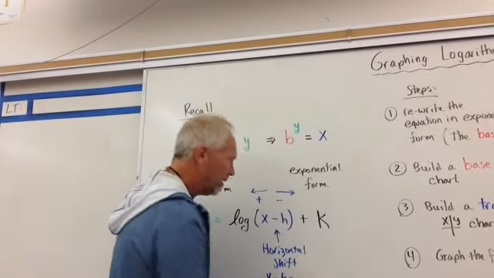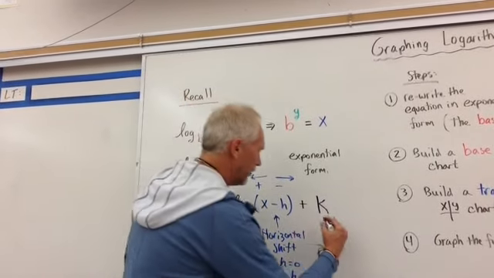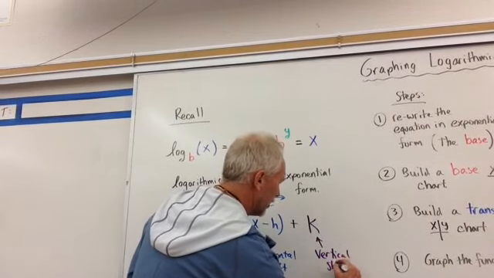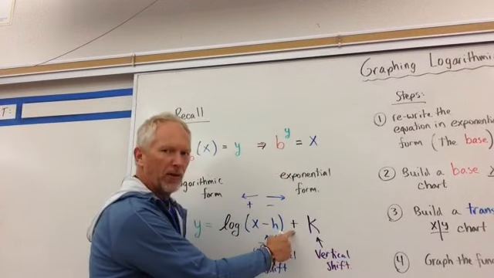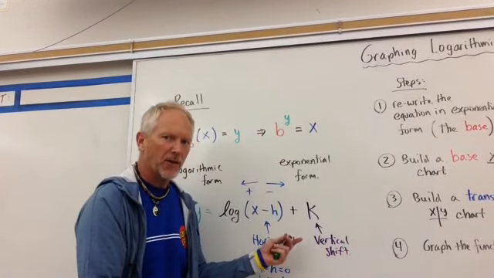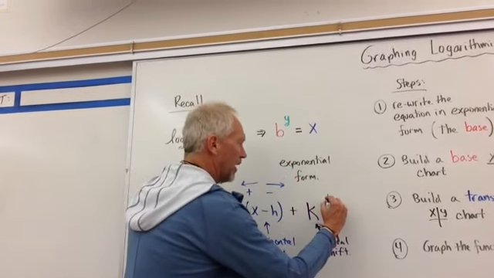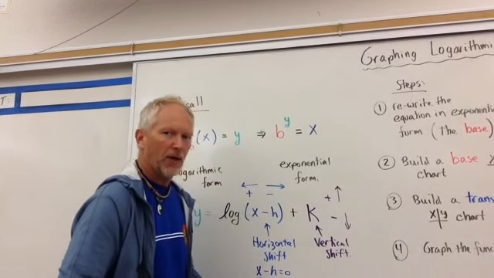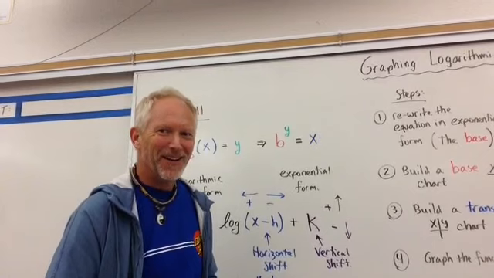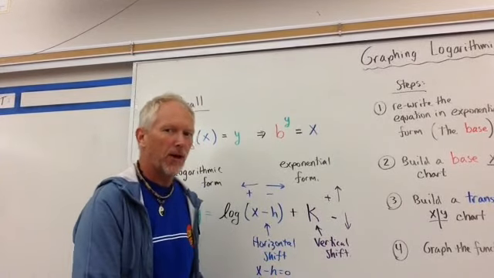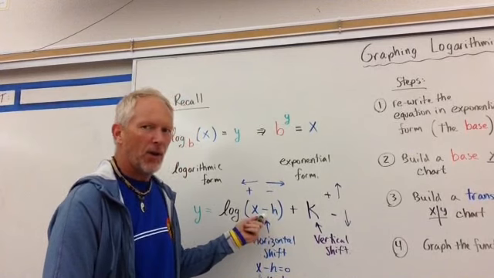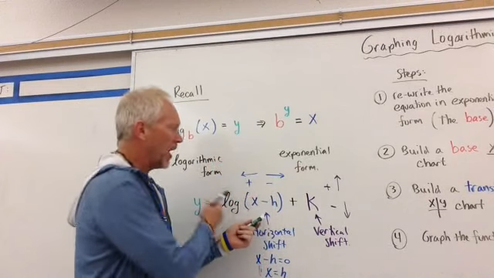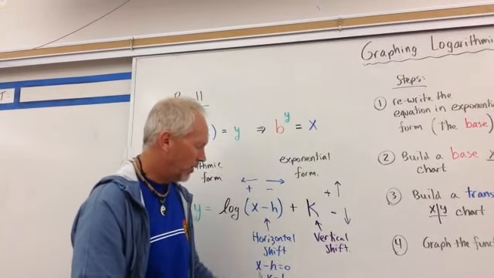K, on the other hand, is our vertical shift. Vertical shift. And it does whatever the sign says. If the sign is positive, it will shift up. And if the sign is negative, it will shift down. There is no trickiness with k. It doesn't try and fool you. So x minus h, however, does the opposite. If it's a plus sign, shift left. Negative sign inside, shift right by the units of h.